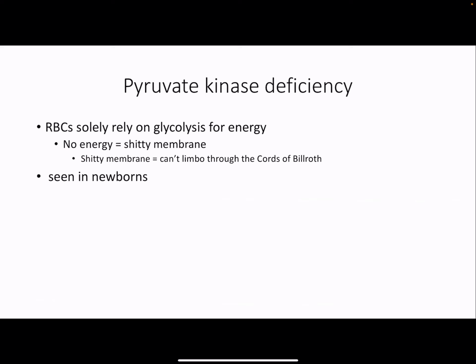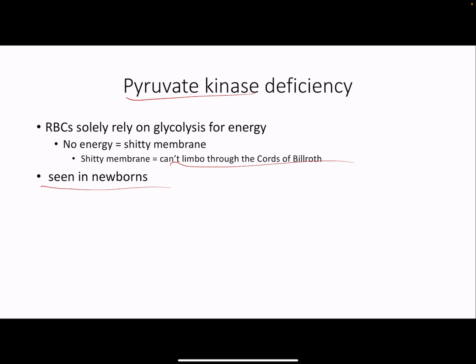So pyruvate kinase deficiency, red blood cells rely on glycolysis for energy. And if you don't have ATP, you can't generate. Pyruvate kinase is the last enzyme in glycolysis. So you're going to have insufficient energy production. And if you don't have enough energy, you can't maintain your membrane. And if you don't have a membrane, you cannot do the limbo through the cords of Billroth, which means the spleen is going to eat you up, which is extravascular hemolysis.